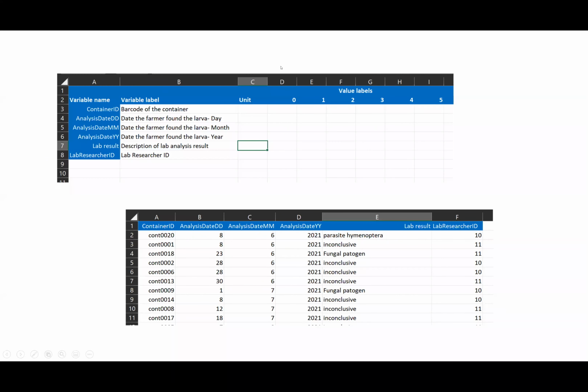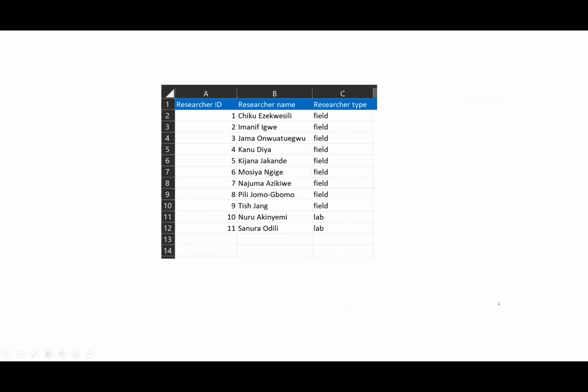And there is also a lab form where the barcode of the container is scanned. The date when the farmer found it was entered, and the description of the lab analysis was registered, and the lab researcher was identified. This is the dictionary. These are the data. Container, date in 3 columns, the lab result, parasite Hymenoptera, inconclusive, fungal pathogen, inconclusive, etc., and the research ID with codes.